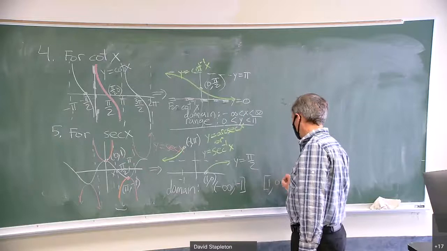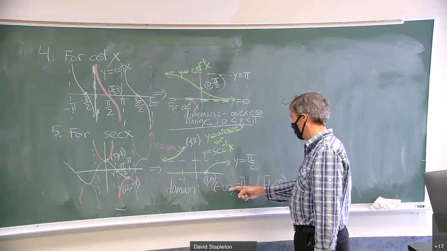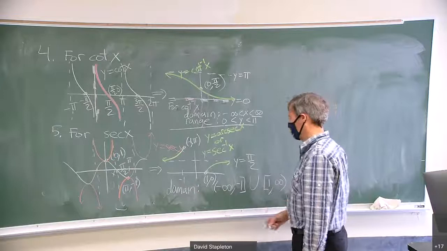How do you include all those points? You put this union sign. Union means all the points here together with all the points here. It means it's in this set or in this set, verbally. So it's got a very strange domain.